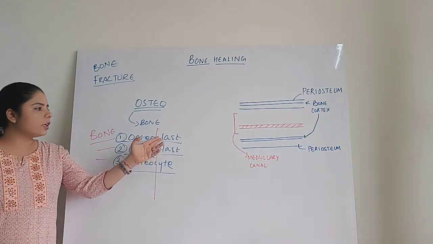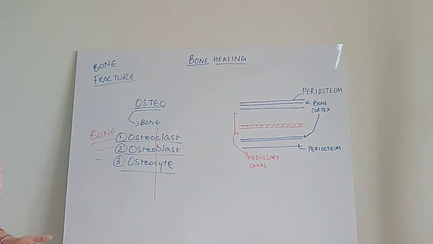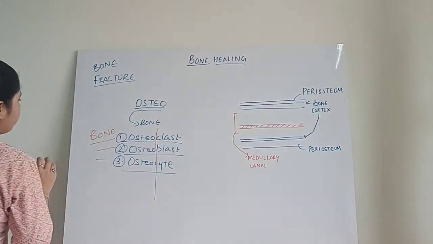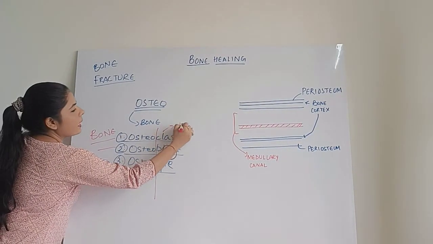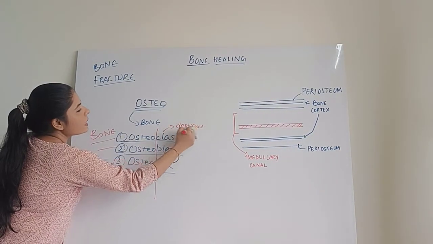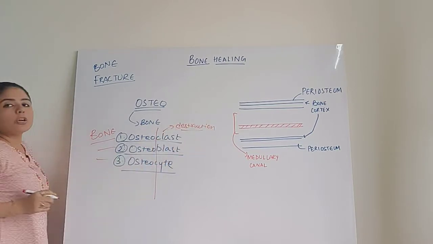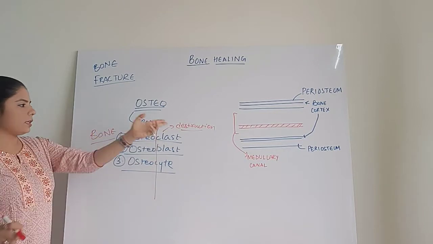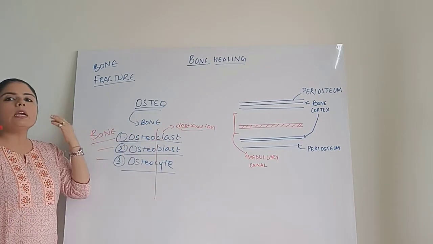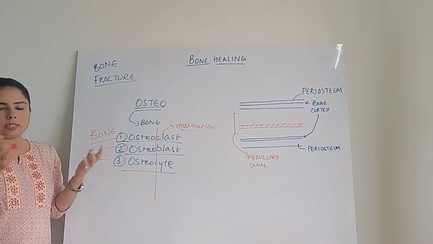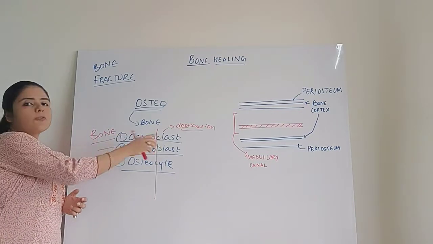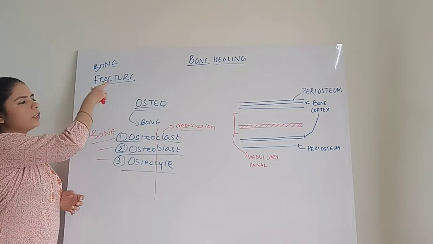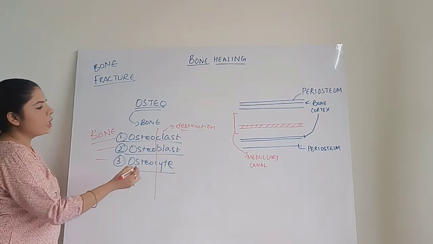Now there are three different terms: clast, blast, and cyte. Clast means the breaking or the destruction mechanism. The clast cells are basically responsible for breaking the bone or destructing the bone cells. So osteoclasts are breaking or removing the bone cells. Basically, their function is to remove the debris after the bone fracture has taken place.